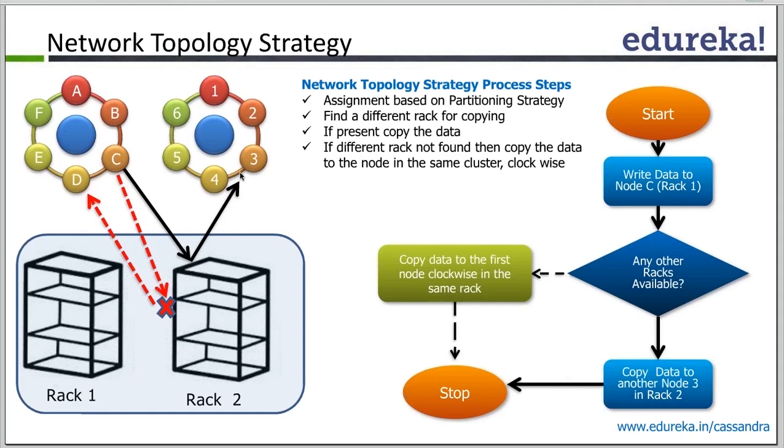That's the reason why the newer versions say the default one is network topology strategy, because it falls back to simple strategy in case you don't have multiple racks or multiple data center deployments. Whereas in the earlier case, simple strategy used to be the default one. Now network topology strategy is the default one. If it doesn't find any racks or multiple data centers, it automatically falls back to the clockwise mechanism of simple strategy, and as a result it is the default strategy used inside Cassandra cluster deployments.